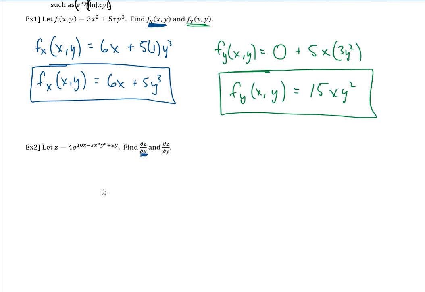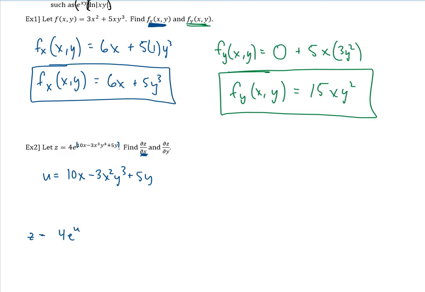Well, it looks like it's a chain rule problem, so I'm going to do u equal that whole power. So I have 10x minus 3x squared y cubed plus 5y. And then that way, let's rewrite it. So let's just put it down below real quick. So give a little space since I'm going to do this all vertical. So yeah, that should be good. So z equals, so I'm saying this whole thing is u. So I have 4e to the u. So we use the chain rule just like normal.